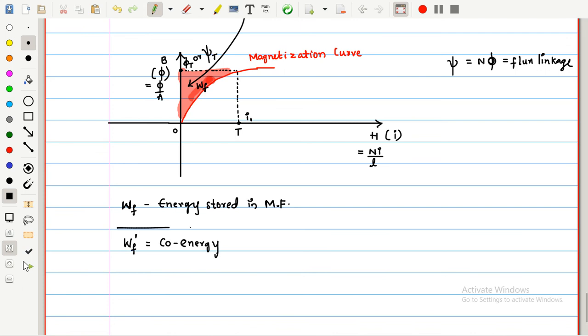This term I will try to explore in the next class. What is the co-energy? It is the other side, which is not shaded here, that is the WF dash. This co-energy concept we will discuss in the next class.